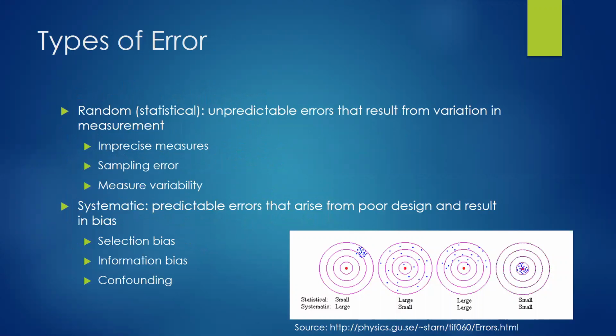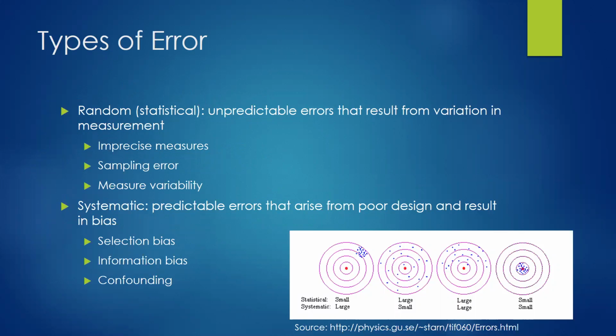So first, let's talk a little about types of error. There are two broad classes, random and systematic. Random error, also called statistical error, are unpredictable errors that happen from variation in measurement. This could be because your measures are imprecise, so maybe you have a blood pressure cuff that isn't entirely accurate. You could have some kind of sampling error, so making mistakes in terms of defining your sample or collecting information from people within it, and variability within measures themselves. So using blood pressure again, there's some natural variability in that, so there might just be some random error across people over time.